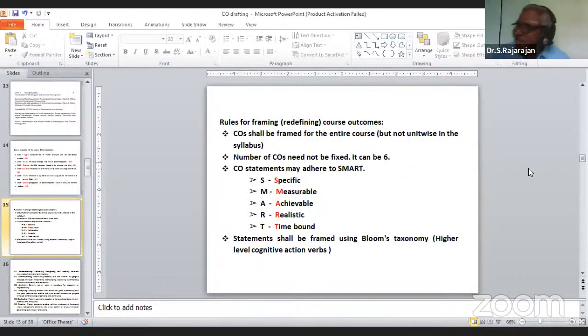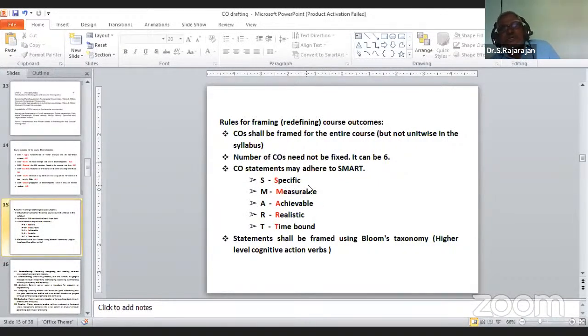According to NBA requirements, 4 to 6 outcomes we have to write. You have to defend before the committee and explain and justify why you have selected 4 outcomes or why you have selected 5 outcomes. There is a method for this known as a concept map. I will show the screen. Based on the concept map, we can easily identify how many COs we have to frame for this given syllabus. The number of COs need not be fixed. It can be 6, 4, 5, whatever it is.